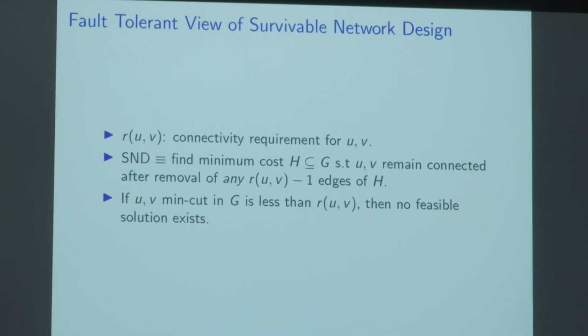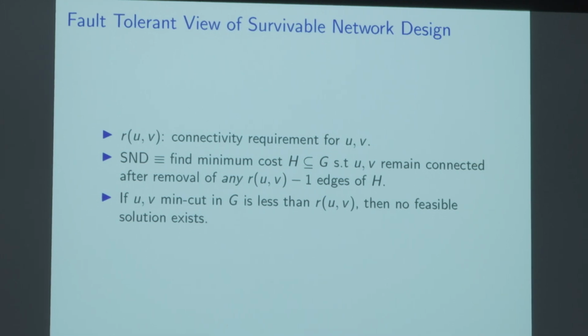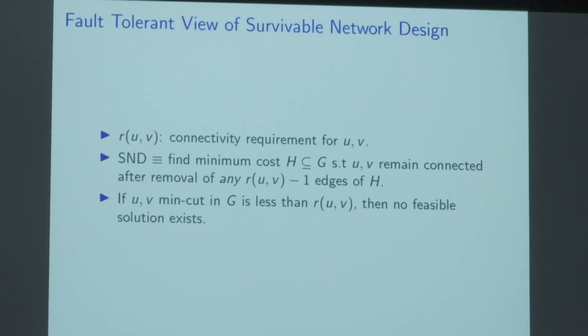So one view of survivable network design is a view of fault tolerance. If you look at any two vertices u and v, then what you want is that irrespective of failure of any r_uv minus 1 edges, or fewer, u and v should remain connected in your subgraph, right?